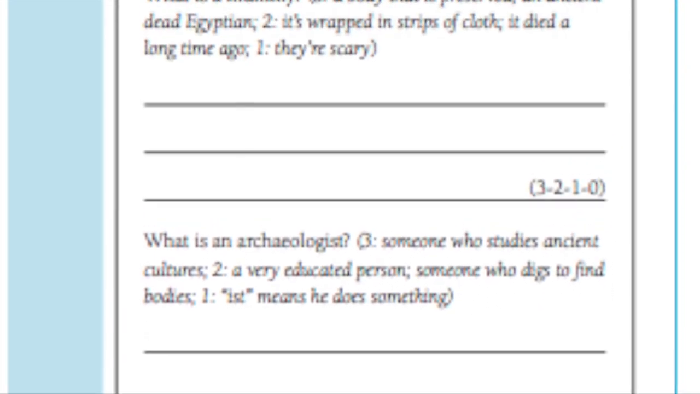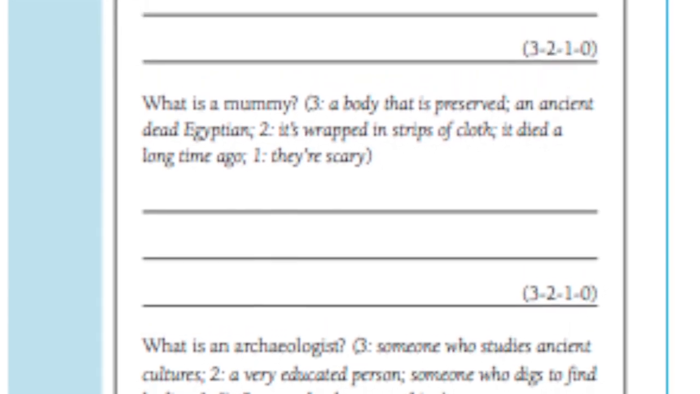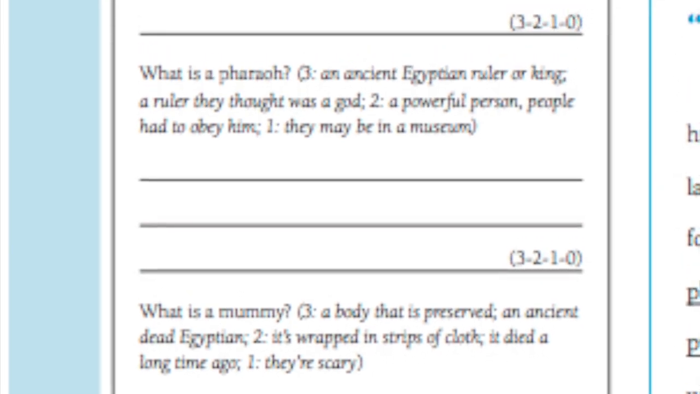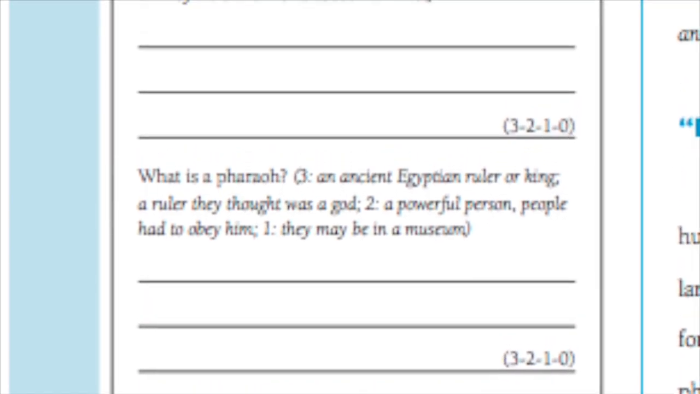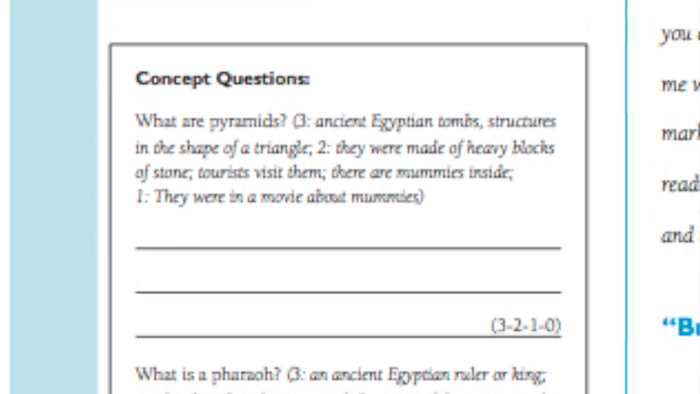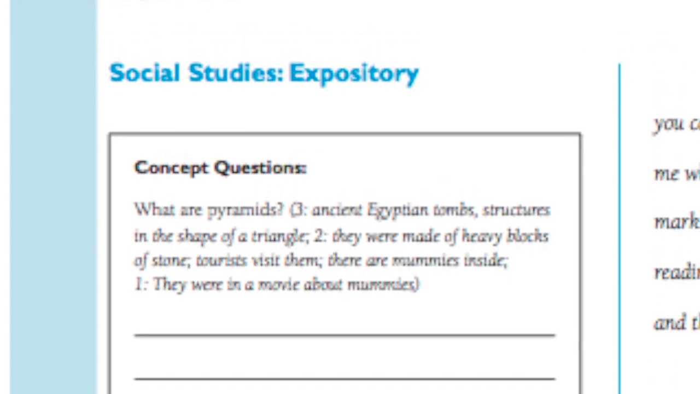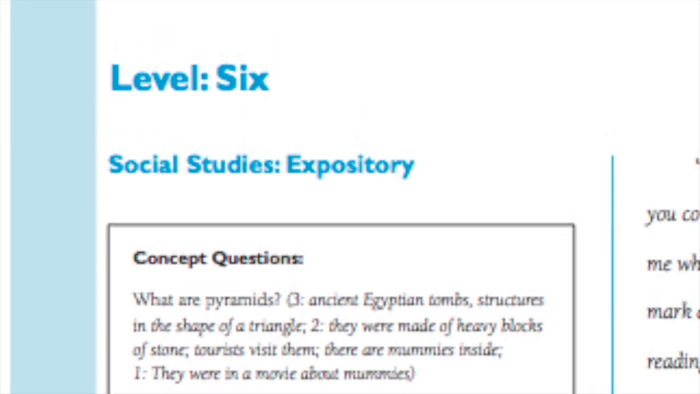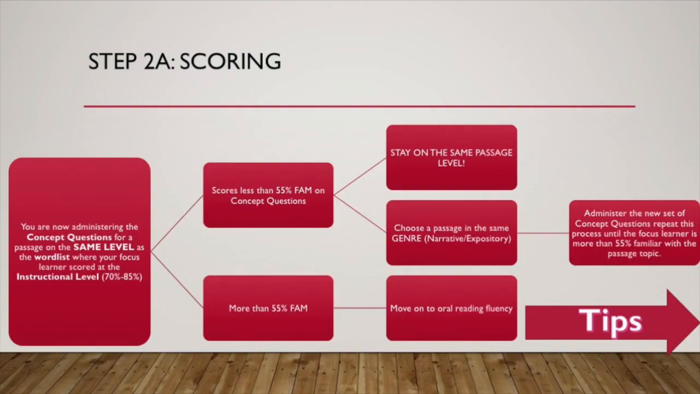If your focused learner does not score at least 55% with any of the concept questions for the informational texts, then you would choose the one with the highest score and administer that oral reading passage for the expository or informational text. Again, use this flowchart to help you with your next step. When it comes to concept questions, you never change the level based on the score.